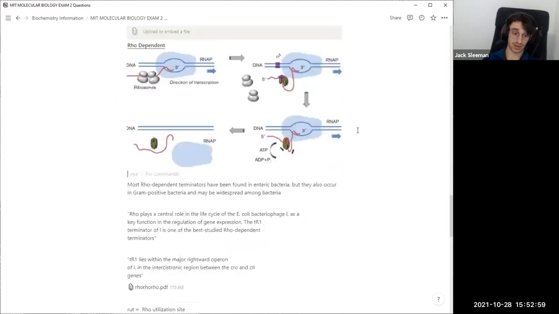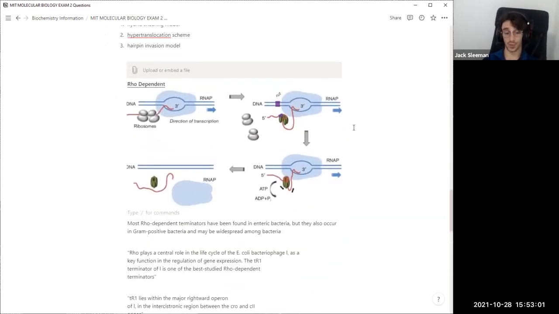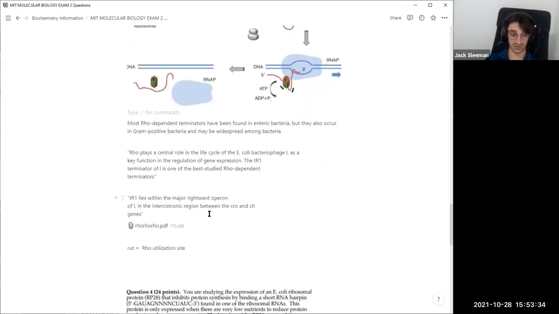So I have something pretty interesting. One of the most studied Rho-dependent termination sites in biochemistry is actually TR1, the transcription termination area, which is part of lambda. I thought that was pretty cool. Lambda uses a Rho helicase to terminate transcription at a certain stage.